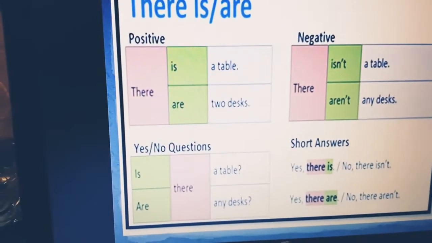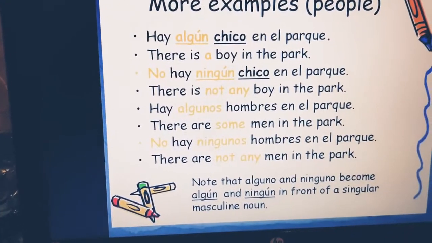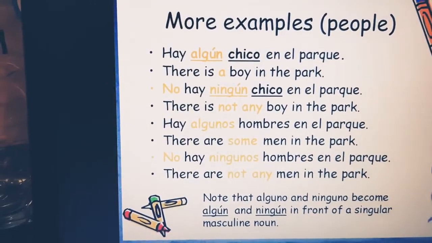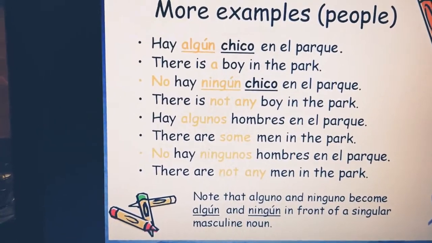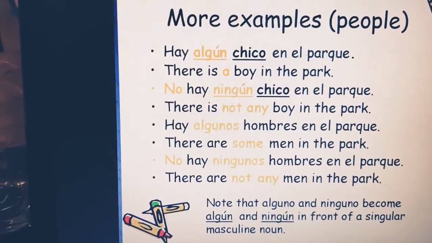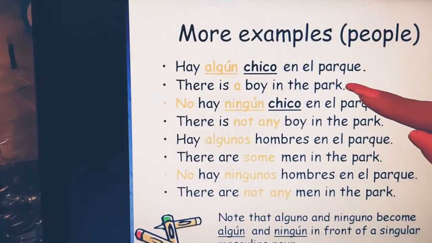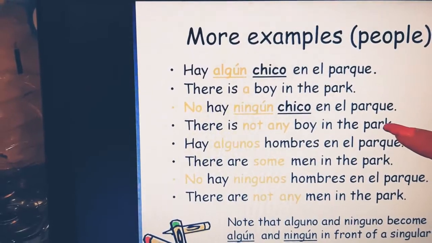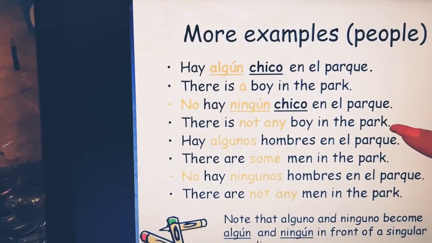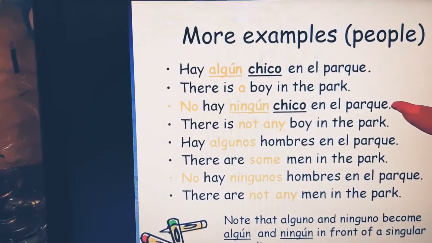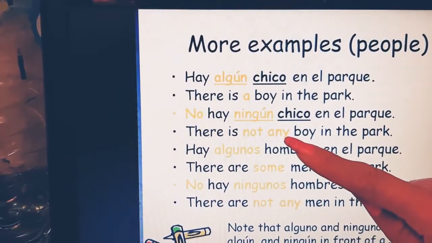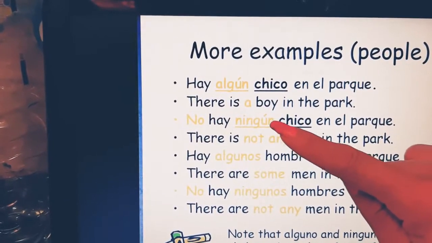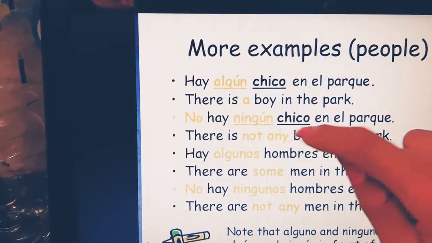Okay, we continue with more examples. Fortunately, you have the translation in Spanish here. I will read in English, obviously, but you have the translation in Spanish. There is a boy in the park. In negative, there is not any boy in the park. You use any when it's negative. Always you use any in a negative sentence, and you have the translation here, right?